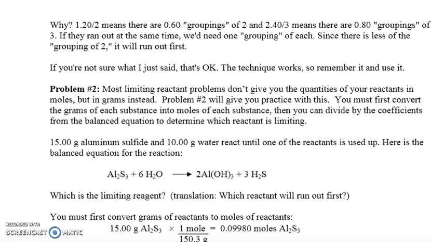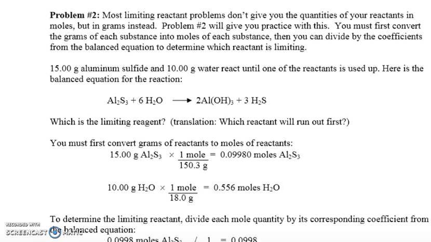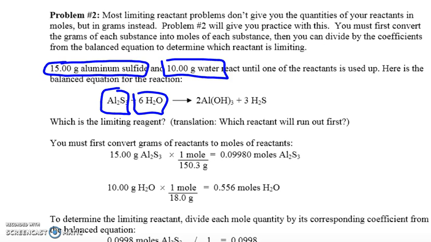So we're just going to go ahead and take a look at a more difficult problem, and it's more difficult in problem number 2 only because I'm not giving you moles to start with, because you don't measure things in moles, you measure things in grams. So here we can see that you've got 15 grams of aluminum sulfide and 10 grams of water. Those are our 2 reactants. What we want to do is figure out who is the limiting reactant. Which reactant will run out first?